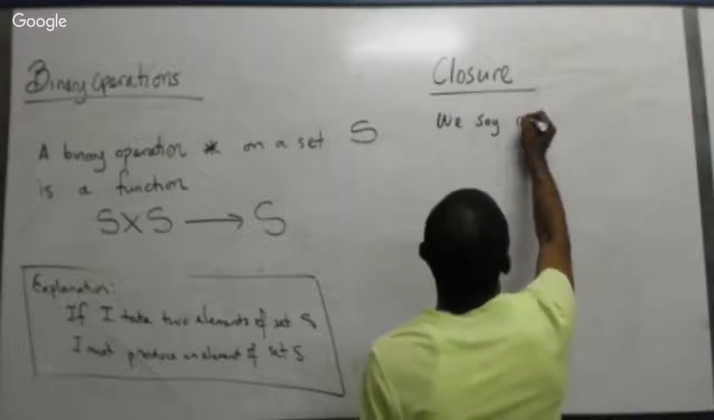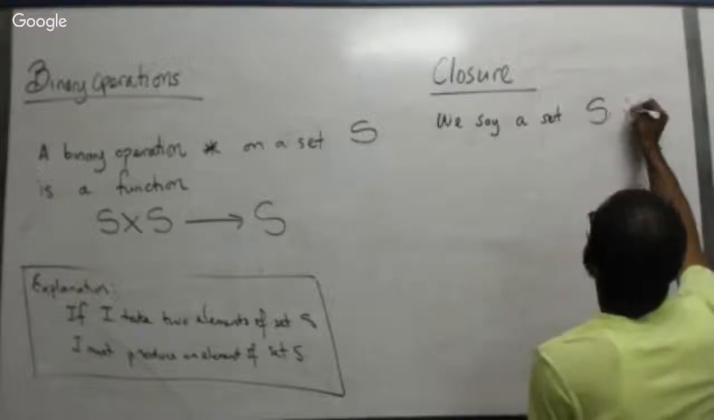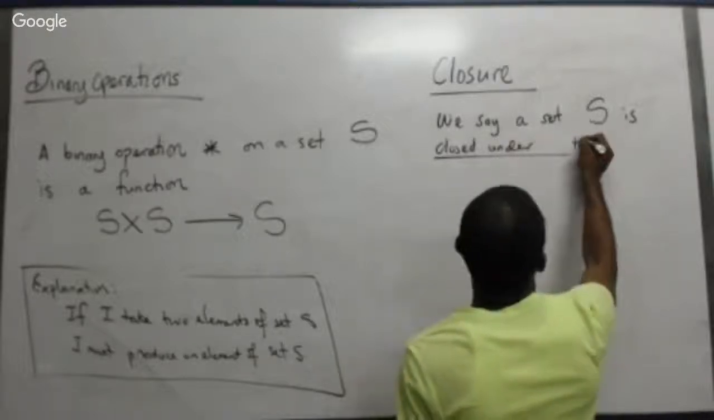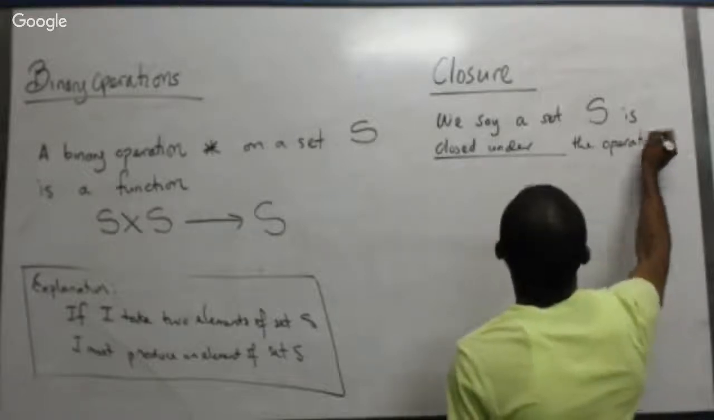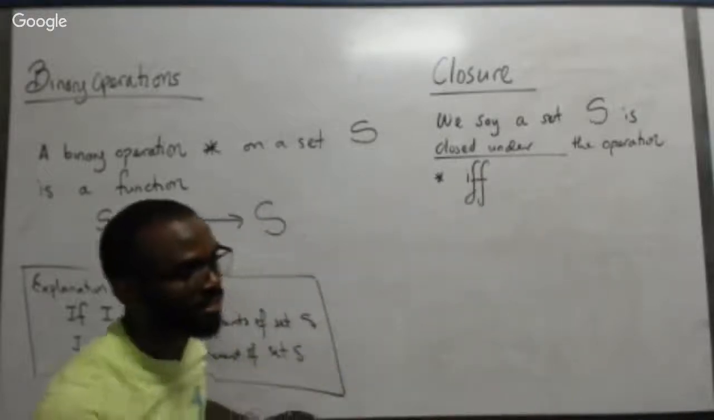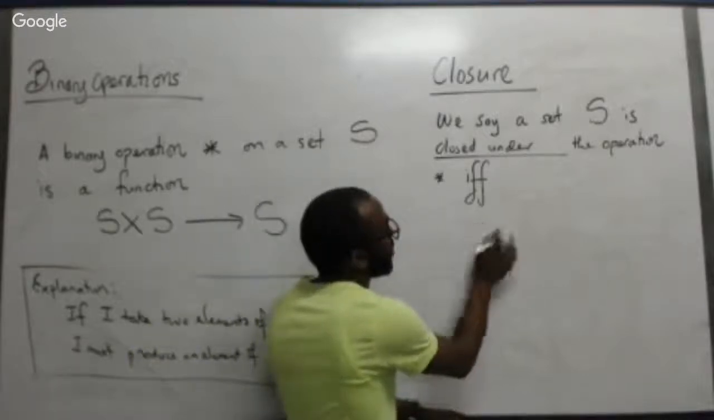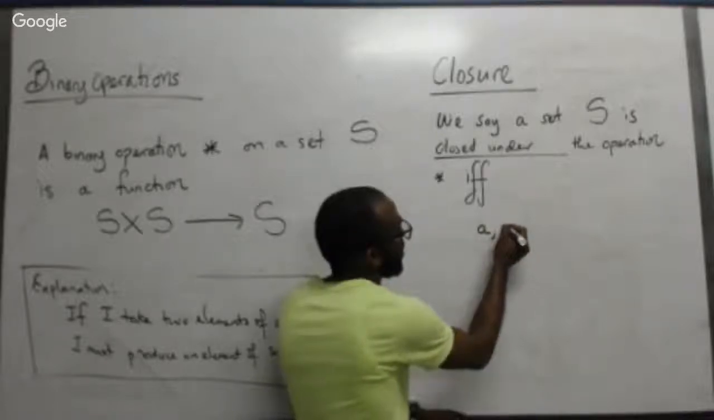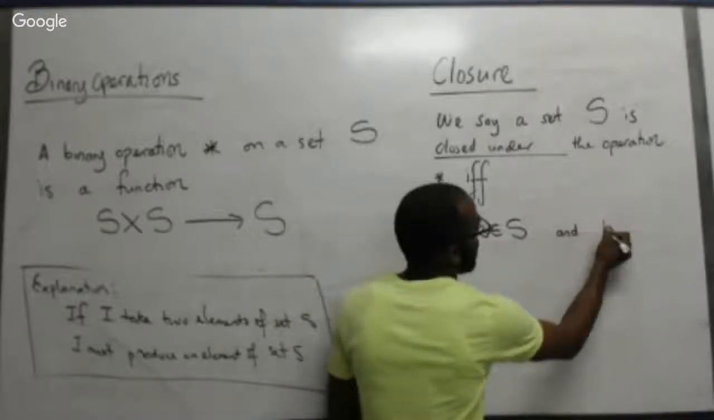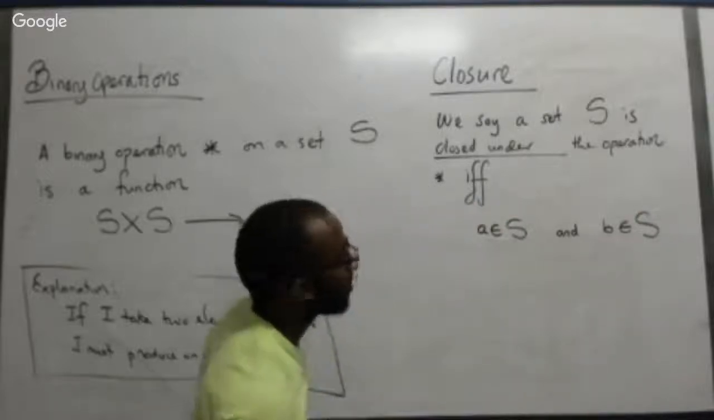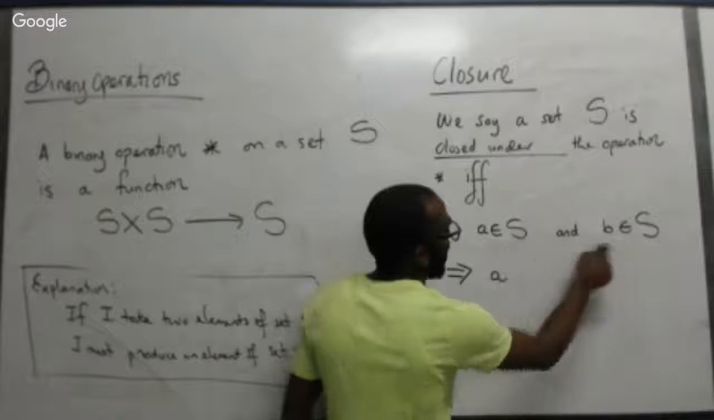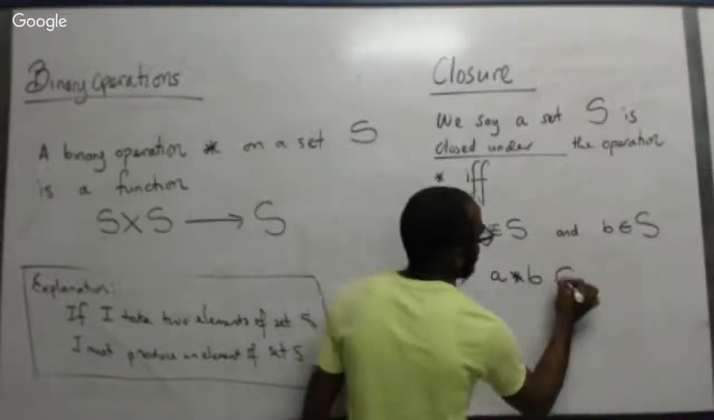We say a set S is closed under the operation asterisk if and only if A and B, A is in set S and B is in set S, implies that A combined with B with the asterisk is also in set S.